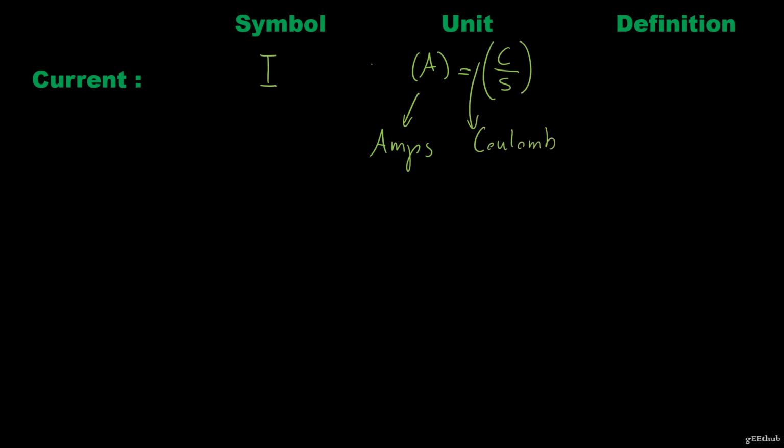Alright, let's get started. So current I has units of amperes, or amps, which is equivalent to coulombs per second, where coulombs is the unit of charge. And the simplified definition of current is charge in motion. So looking at the definition, we know that we need to understand the behavior of charge in circuits in order to understand current.